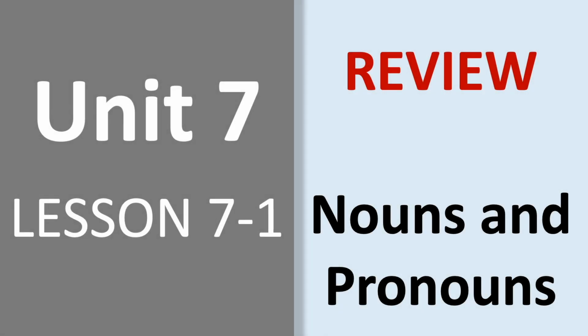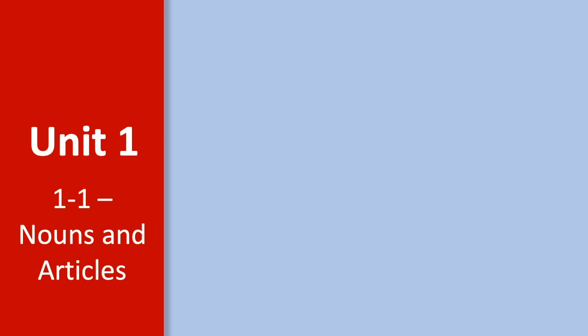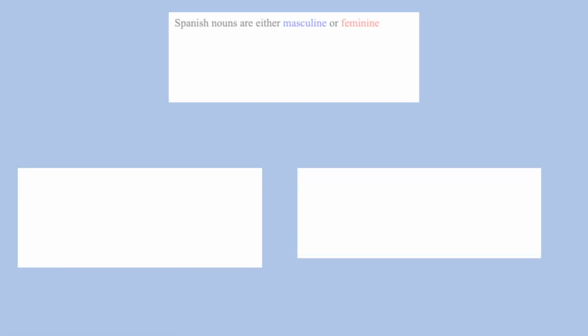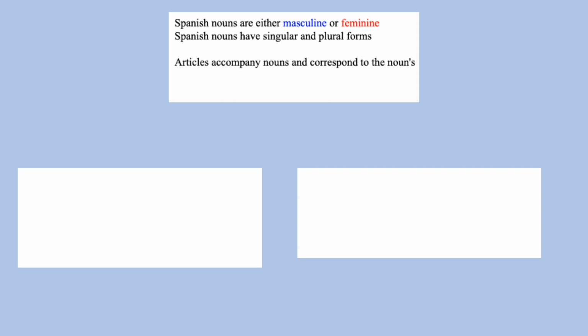This first review lesson covers nouns and pronouns. From Unit 1, Lesson 1 on nouns and articles. Spanish nouns are either masculine or feminine, and they have singular and plural forms. Articles accompany nouns and correspond to its gender and number.